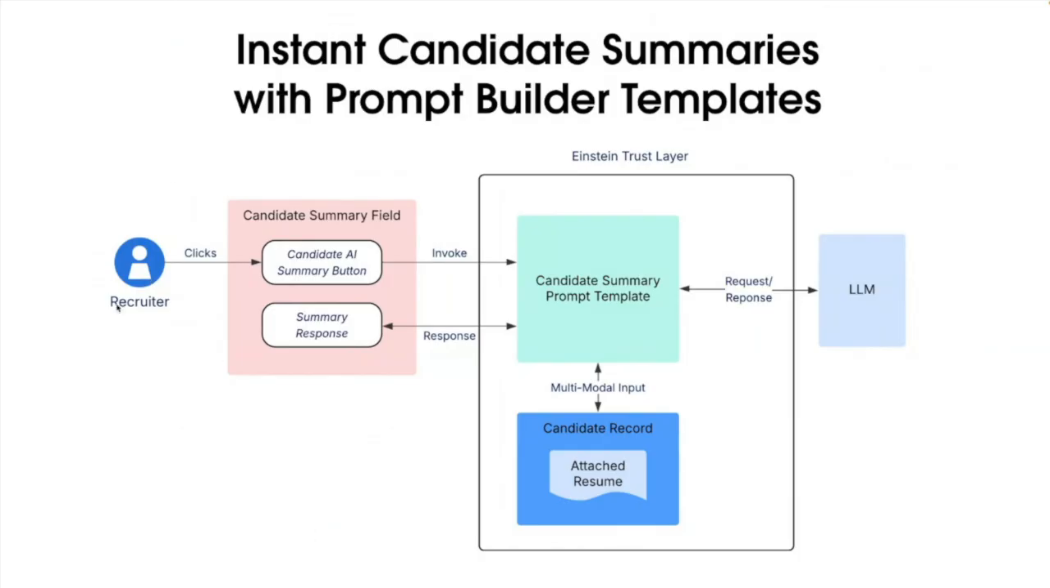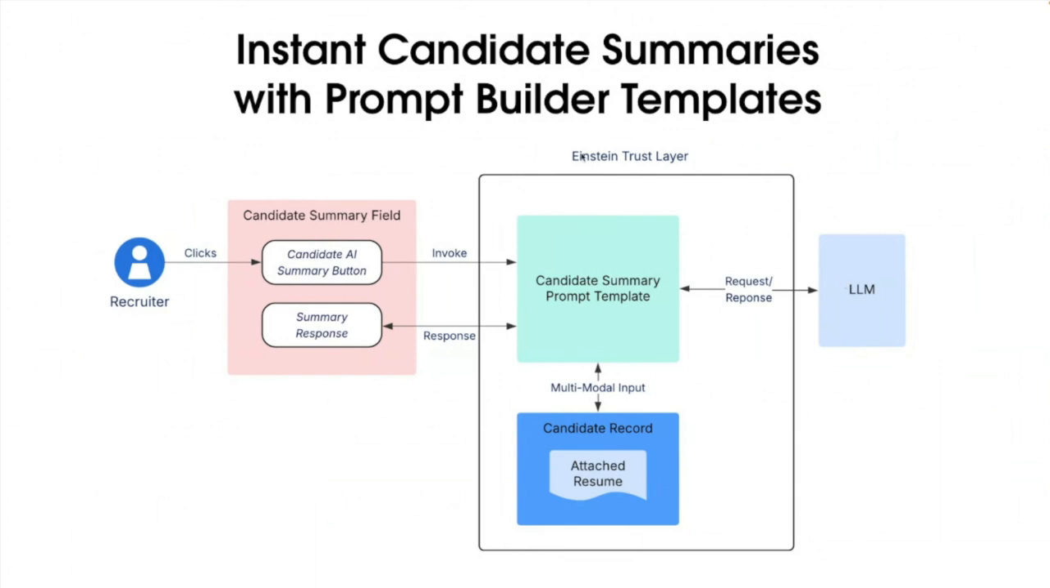So recruiter, in our case, Arya, when she clicks the button, that invokes a candidate summary prompt template. And we'll see how that prompt template works. But what happens is we have some prompt instructions in this prompt template, which gets grounded with the details from the candidate record and the attached resume. So we are using a multimodal input, not only using the data that's stored in Salesforce, but also the PDF file that's uploaded as a resume. All of this information that gets grounded with the prompt is now sent to the LLM.